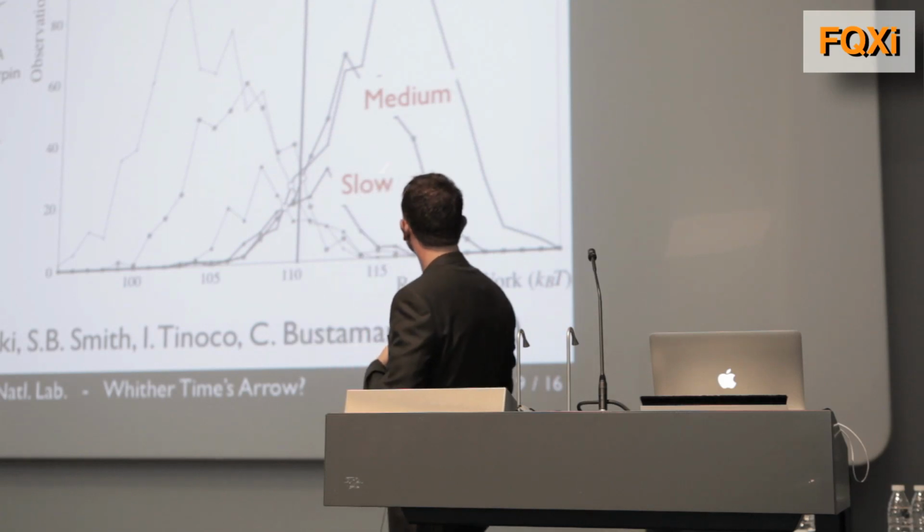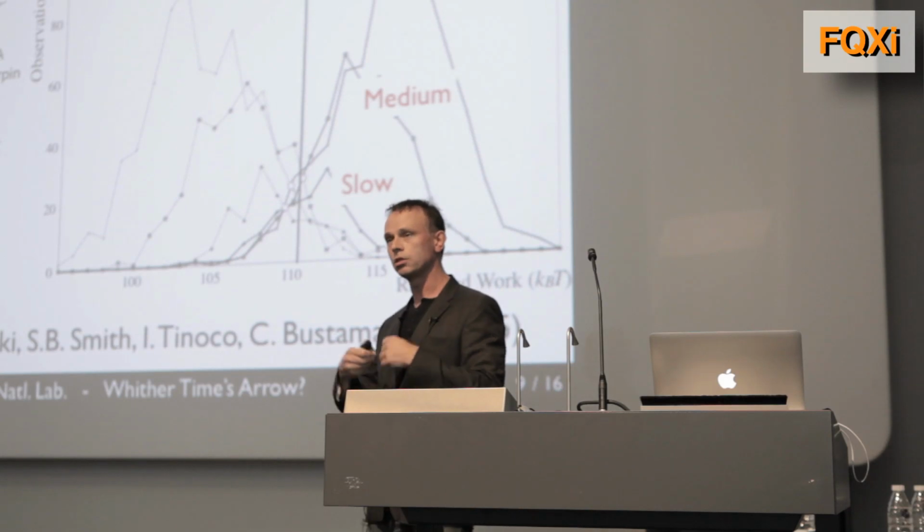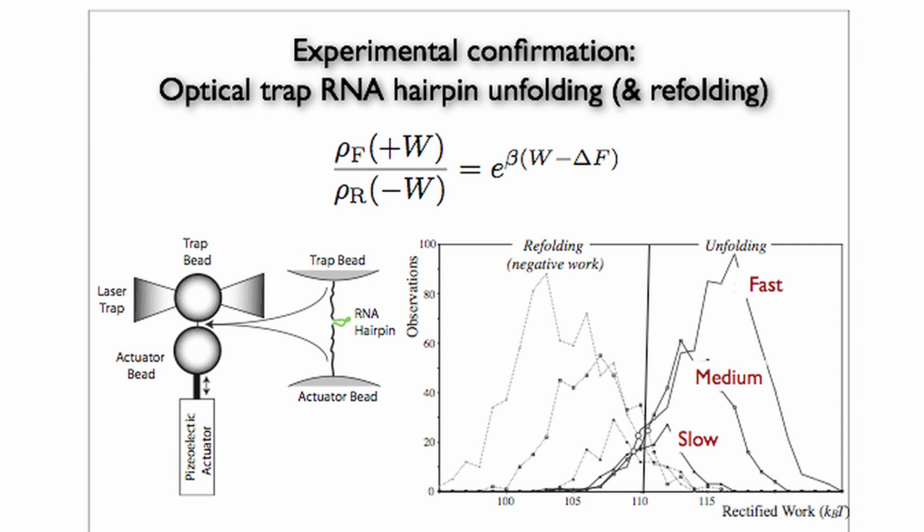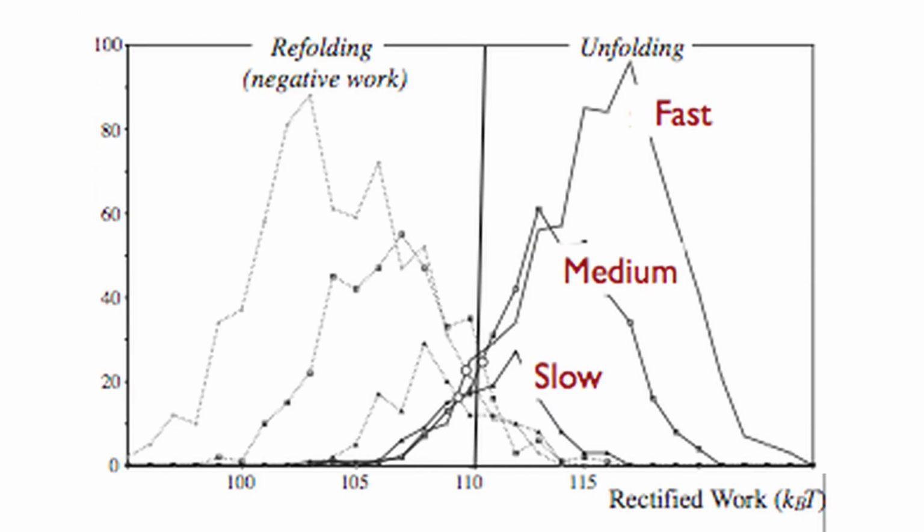And they did this at various different rates. Either they pulled it apart very slowly, trying to get towards the quasi-static thermodynamic limit we're used to, or they pulled it apart very quickly, so intrinsically out of equilibrium. And this is just the histogram of the work for this experiment. These are the unfolding histograms. These are the refolding histograms. And the easiest way to see by eye that things are basically working as expected is that no matter how fast or slow you pull this apart, these histograms all cross at the free energy change.